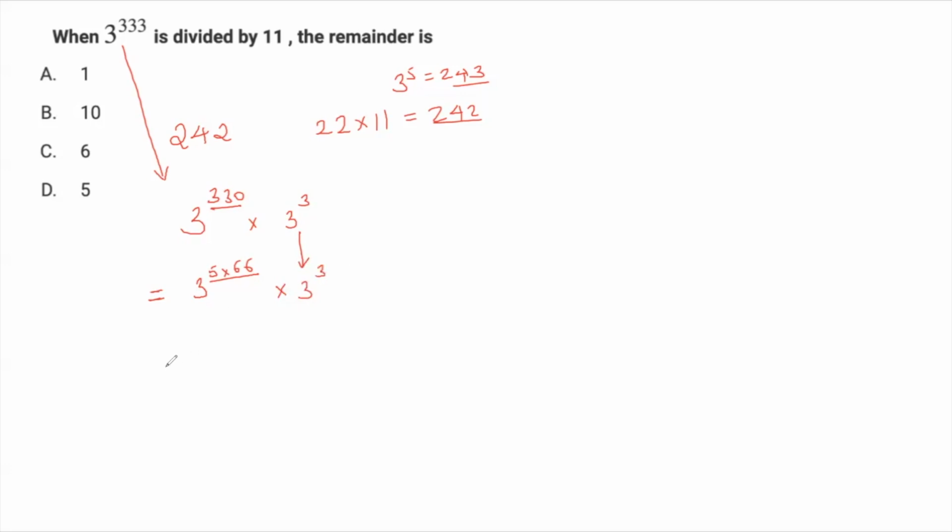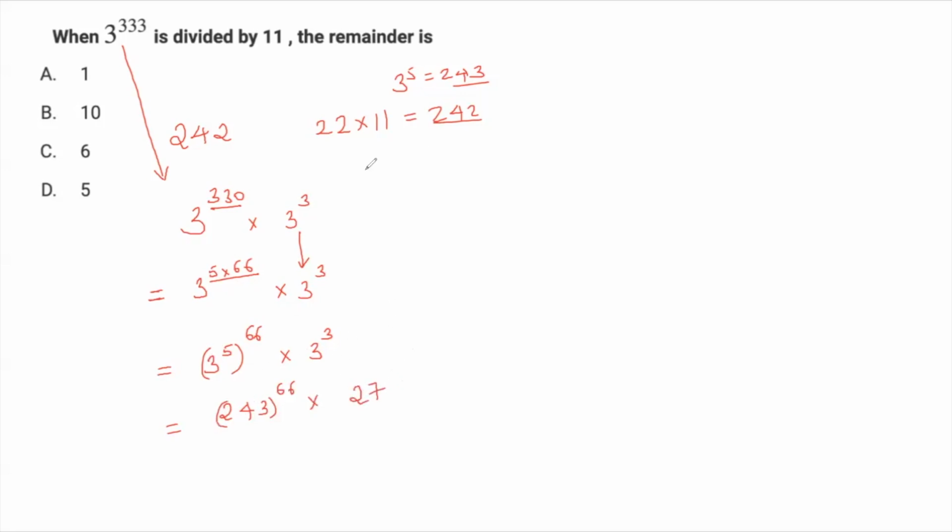Now, again, using the law of indices, 3 raised to 5 into 66 can be written as 3 raised to 5, the whole raised to 66. The second part again as it is. Further, 3 raised to 5 is 243, the whole thing raised to 66, right? Into 3 cube, which you can keep as it is or write 27, makes no difference.